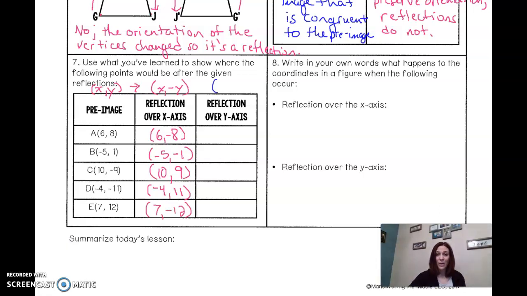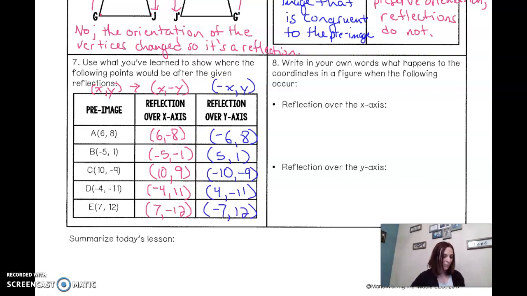Now, for a reflection over the y-axis, that's where we make the x value its opposite. Ignoring the middle column now, the preimage at 6, 8 would go to negative 6, positive 8. We're flipping it over the y-axis, so our x value is changing. Negative 5, 1 becomes positive 5, 1. 10, negative 9 becomes negative 10, negative 9. Again, y value is staying the same. Negative 4, negative 11 becomes positive 4, negative 11, because our x value is becoming its opposite. 7, 12 becomes negative 7, positive 12.